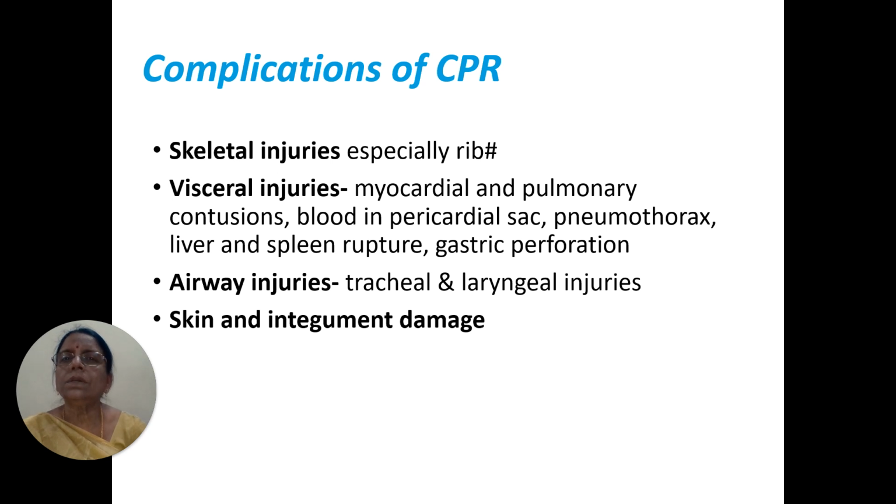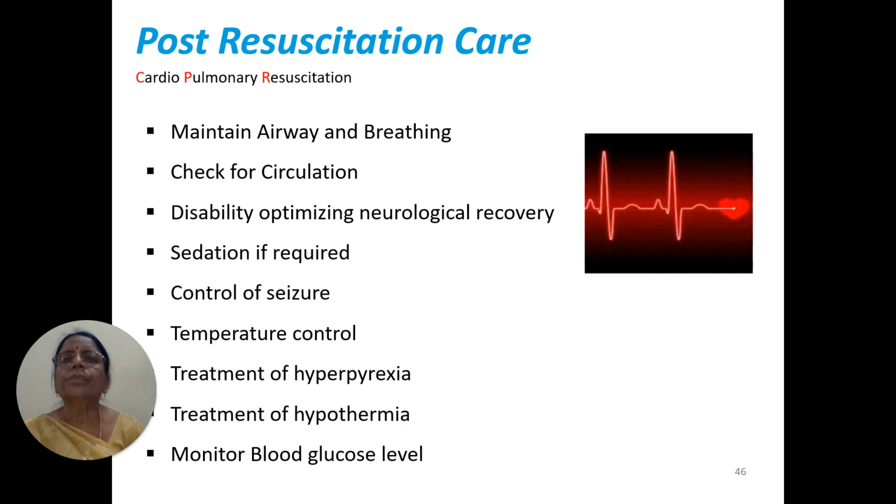What are the complications of cardiopulmonary resuscitation? While giving chest compressions, sometimes there may be chances of skeletal injuries, especially rib fractures, and visceral injuries, myocardial and pulmonary contusions, blood in the pericardial sac, pneumothorax, liver and spleen rupture, and gastric perforations. And while doing intubation, airway injuries, tracheal or laryngeal injuries, skin and integument damage.